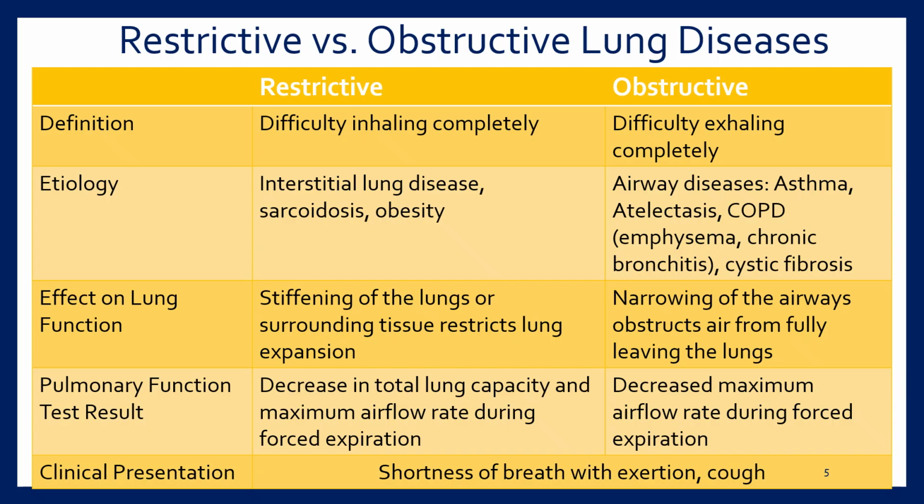Obstructive means you can't get air out. The airways are narrowed or blocked. Examples of this include asthma, COPD, chronic bronchitis, emphysema, and cystic fibrosis. Histology shows mucus plugging, smooth muscle hypertrophy, and loss of alveolar walls, especially in emphysema. If restrictive lungs are stiff balloons, obstructive lungs are balloons with clogged straws. Both bad, just different mechanisms.